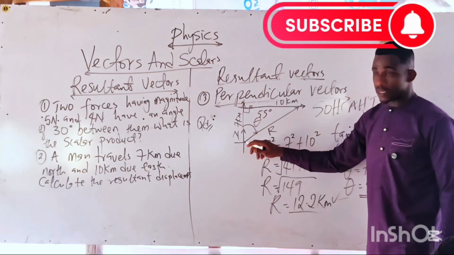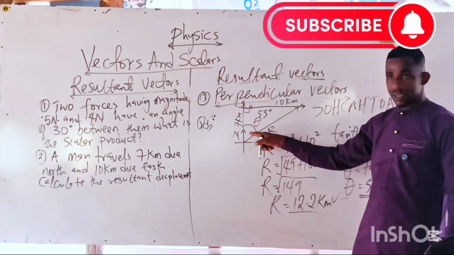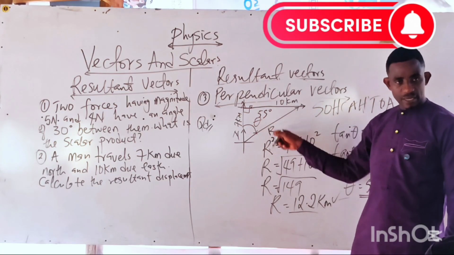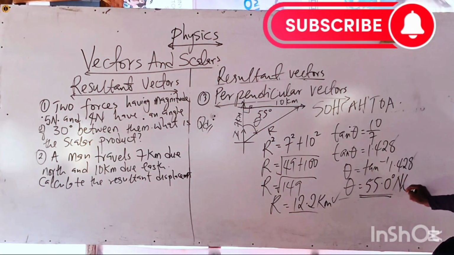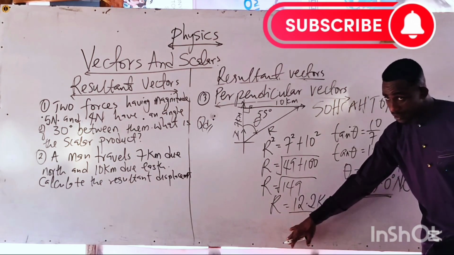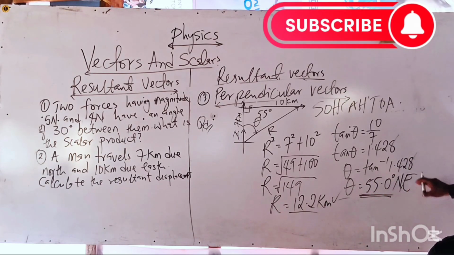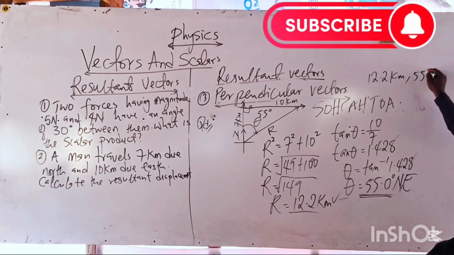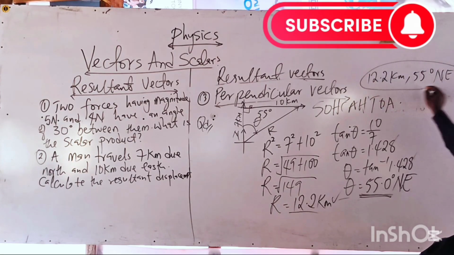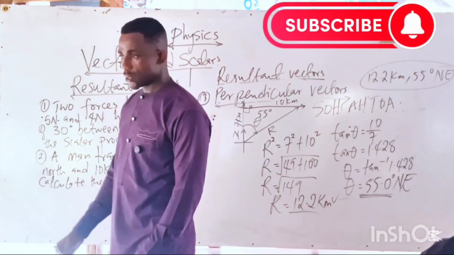I want to show you something. Do you notice that this arrow is moving from north towards east? It's going from north towards east. Are you getting the diagram? So 55 degrees north of east. So the displacement is 12.2 kilometers, 55 degrees north east. You can just write it as 12.2 kilometers, comma 55 degrees north east. So that is the answer for this question. I hope it's clear. Good.